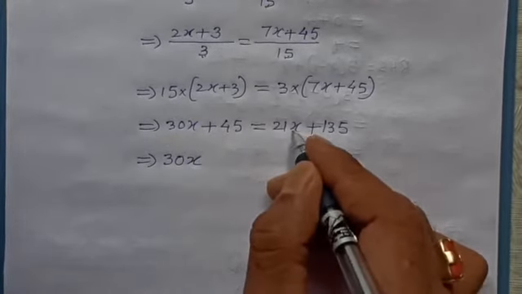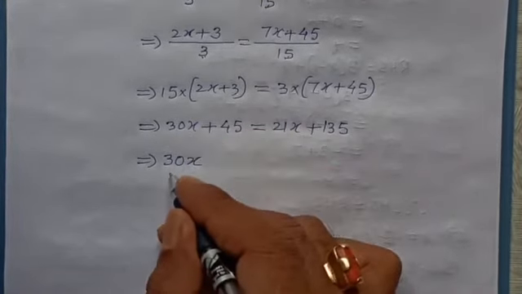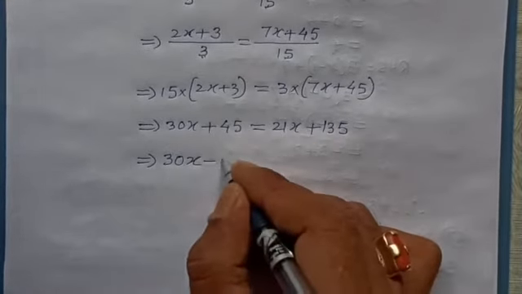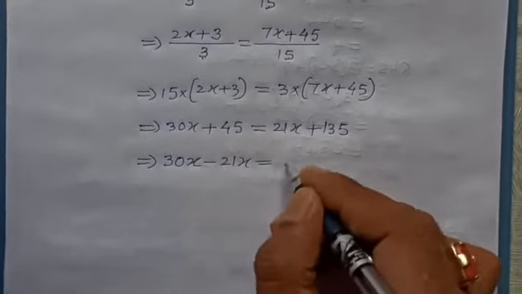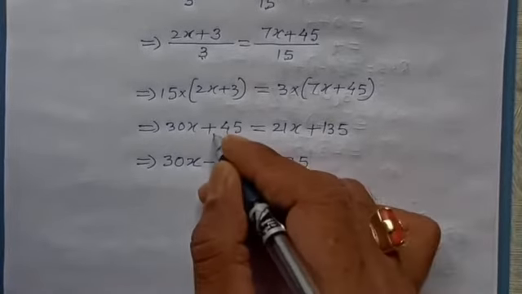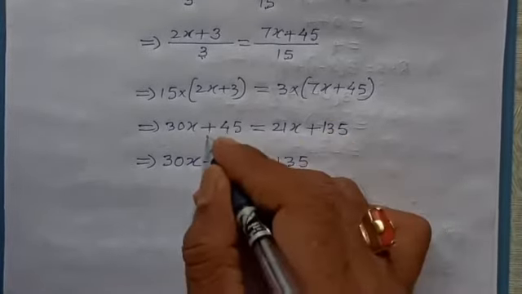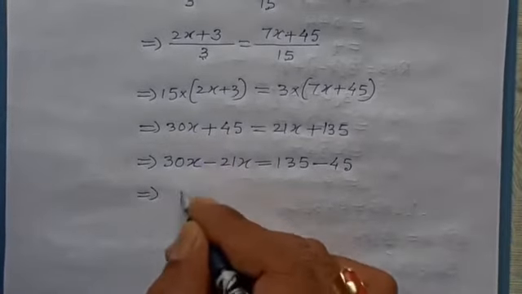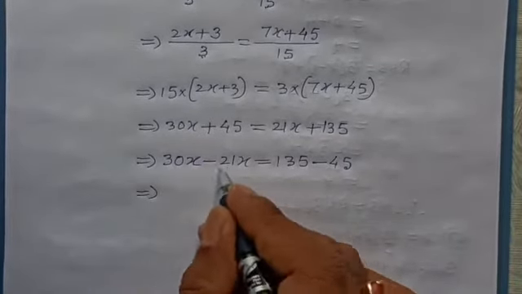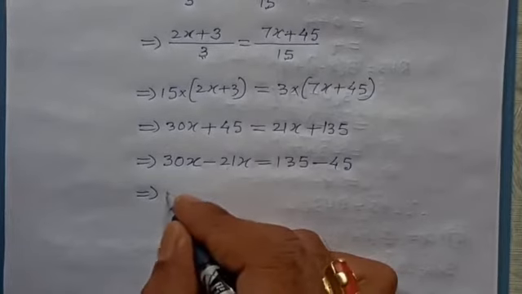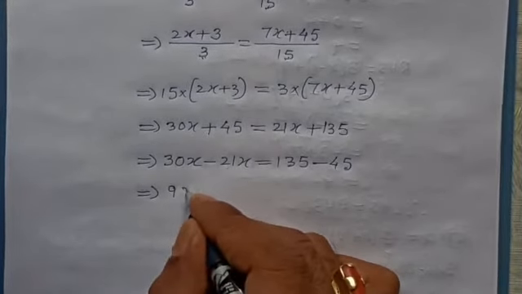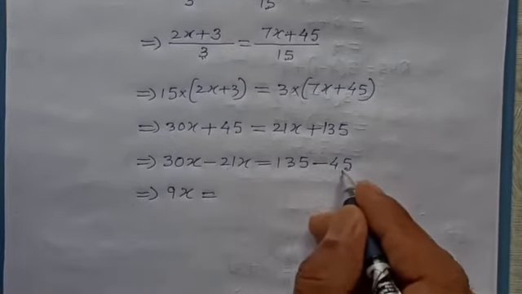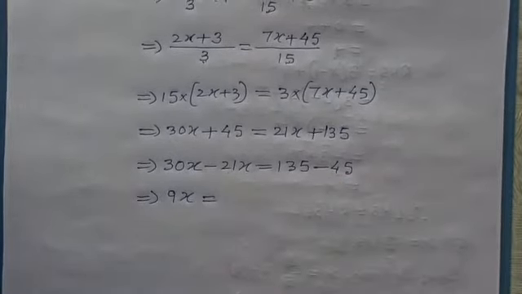So 21x is transposed to the other side to go with 30x. So minus 21x is equal to 135 plus 45, which is transposed to the other side, so plus becomes minus 45. Next step: 30x minus 21x. We have to subtract these two numbers. Then we get 9x, because 30 minus 21 is 9, is equal to, let us subtract these two numbers.